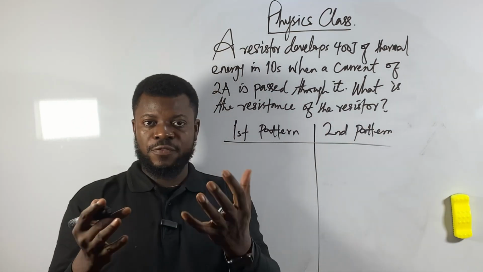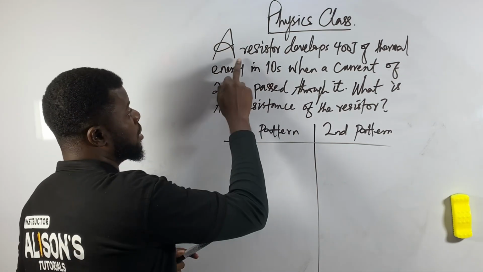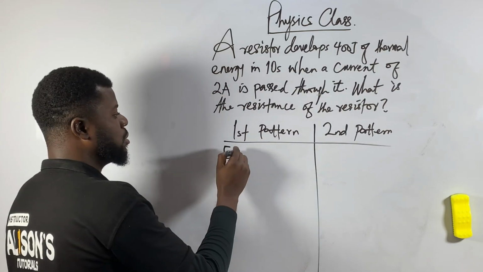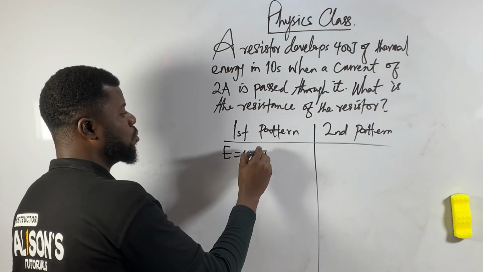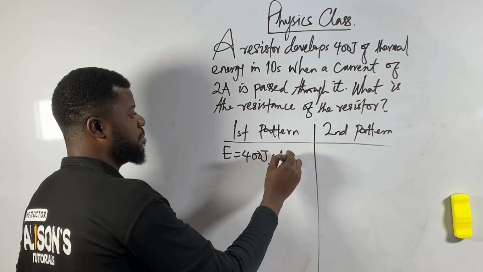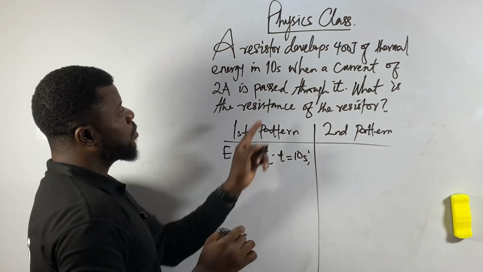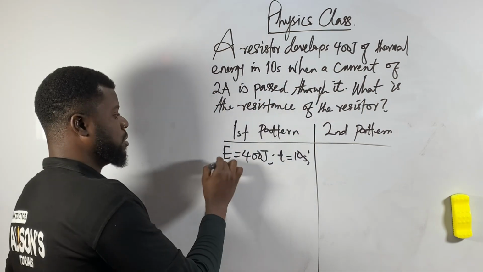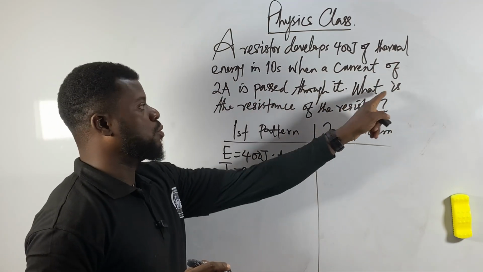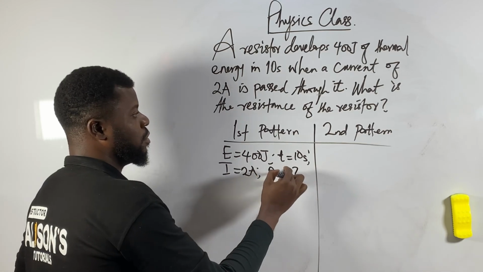So the first thing I will do now, I will pick out all the parameters, the things they give inside the question. Now they are called parameters. The resistor develops 400 joules of thermal energy. So we have energy, 400 joules. In 10 seconds, so they give us time. Time equals 10 seconds. When a current of 2 amperes is passed through it. What is the resistance of the resistor?